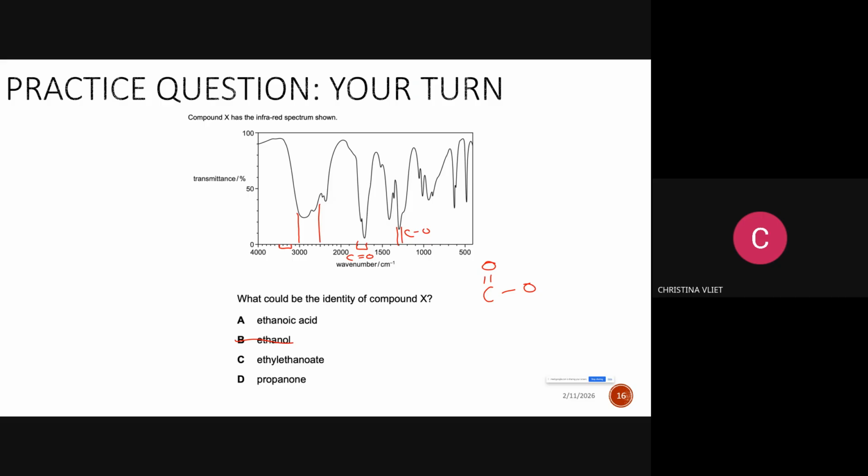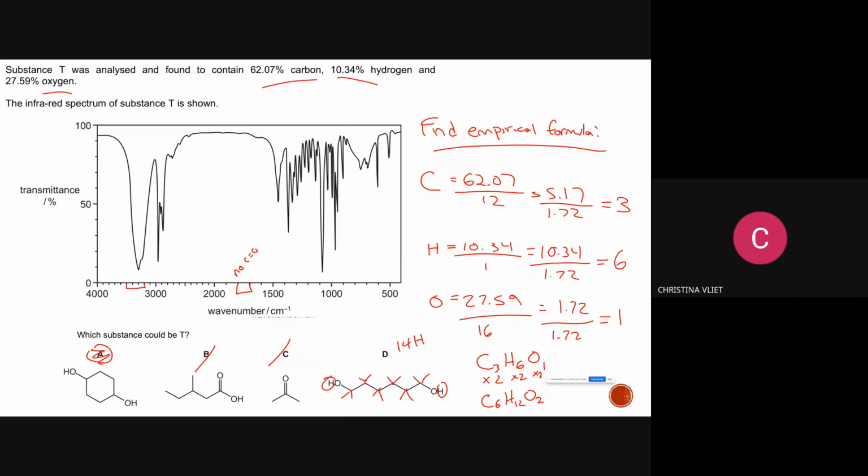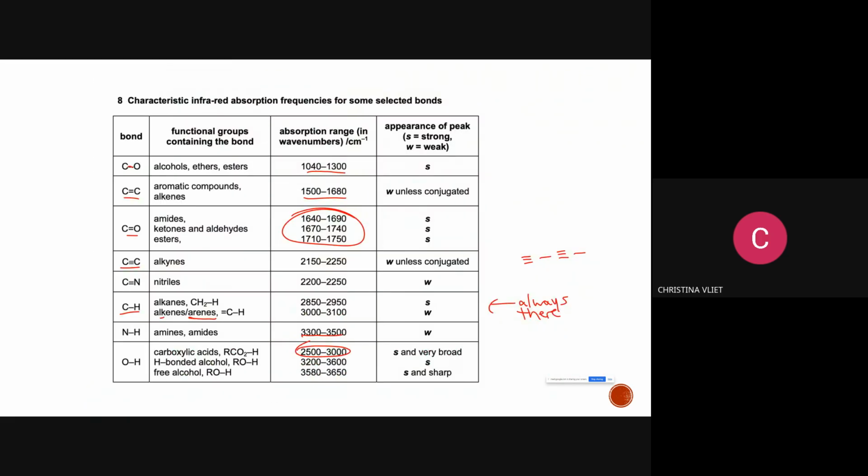The question is, what comes after this? Is this an H or a C? Because that tells me if this is an ester or if this is a carboxylic acid. Let's take a look back at the chart. Esters are 1710 to 1750 and 1040 to 1300. What about carboxylic acid? There's no OH. No, but there's three different places for OH groups.